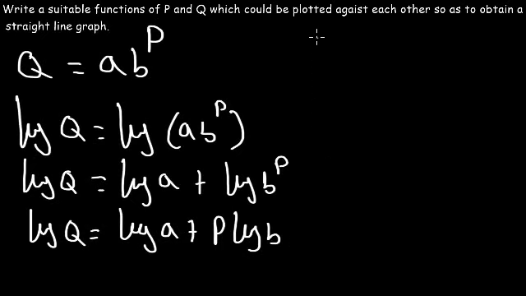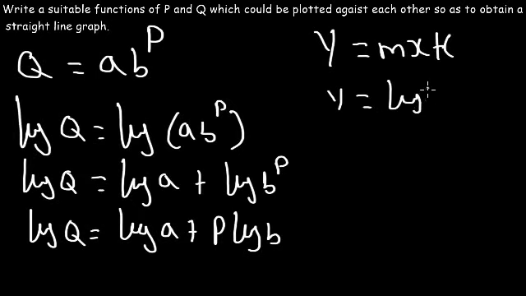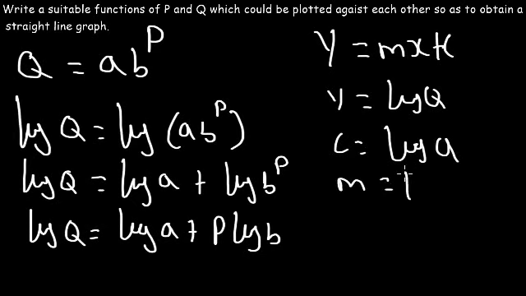Now this equation is of this form: y equals mx plus c, where y is log of q, c is log of a, m is log of b, and x is p. And that's it. And that is the solution to this problem as well. By now, you should have been getting the tactics.